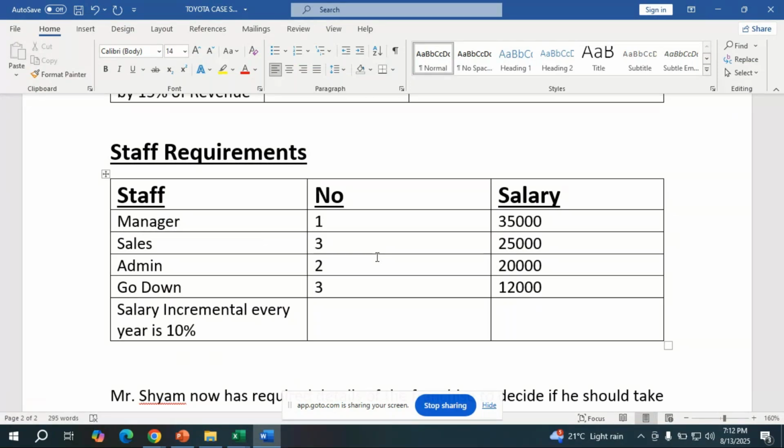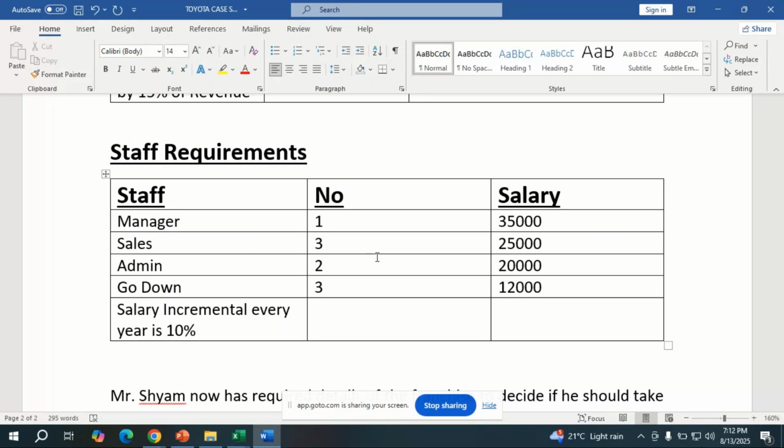So here, I'll repeat again. We require one manager, three sales reps, two admin staff, and three to look after the go down. The salary per person per month is given here. The manager's salary is 35,000 per month. For the sales reps, 25,000 per month, and there are three people. For the two admin staff, 20,000 salary per month, and 12,000 salary for the three people to take care of the go down. And every year the salary is increased by 10%.